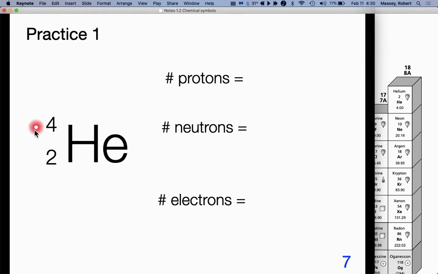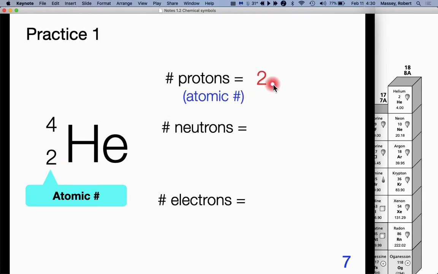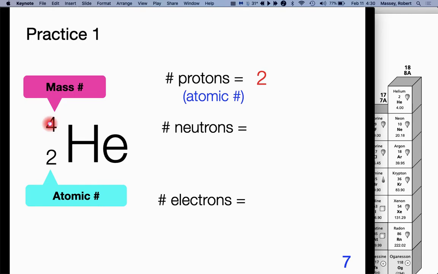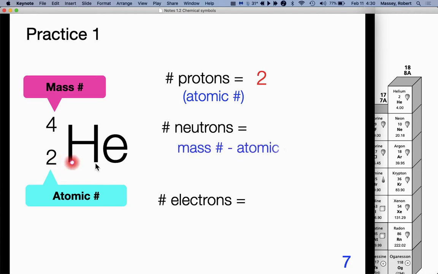So this is helium. This is the symbol that we're given, and we're asked, how many protons, neutrons, and electrons do we have? Well, remember that this is the atomic number, which is the number of protons. The atomic number, the number of protons, is exactly the same thing. The mass number is the total number of protons and neutrons. So the number of neutrons is not 4. We have to subtract the number of protons. So the mass number minus the atomic number, 4 minus 2 is 2. So we have 2 neutrons. So 2 neutrons plus 2 protons gives us a mass number of 4.